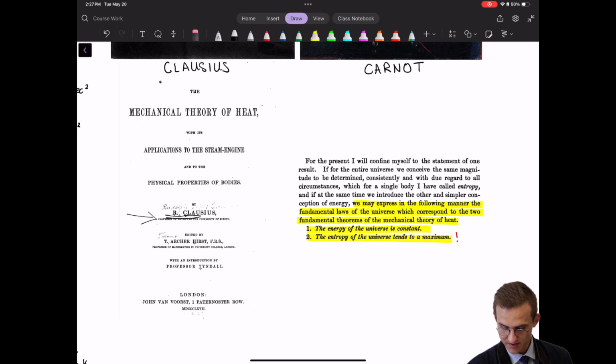Yeah, so it's quite interesting there. But I do want to bring note to this: he ends his 8th memoir on the subject with this stunningly modern statement, where he says, "We may express in the following manner the fundamental laws of the universe, which correspond to the two fundamental theorems of the mechanical theory of heat. 1, the energy of the universe is constant. 2, the entropy of the universe tends to a maximum."